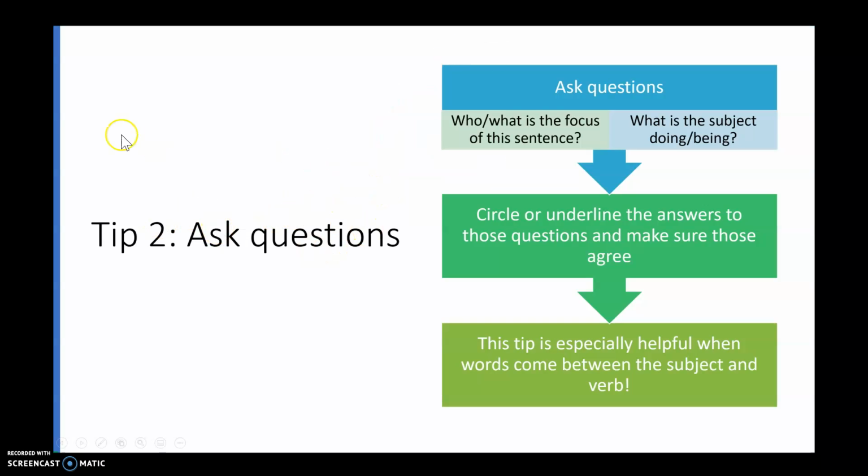Another thing to do is to ask questions. So you want to ask who or what is the focus of this sentence, and what is the subject doing or being. That will help you locate the subject and the verb so that you can know how to put them together. It might help you to circle or underline the answers to make sure they agree, and this is especially helpful when words come in between the subject and the verb. Sometimes you'll have a prepositional phrase that comes after the simple subject, and maybe the object of the preposition ends in an S, and that can throw things off. So it can be really helpful to underline the focus of the sentence and the verb, and then to make sure those two agree and just ignore the words in between.